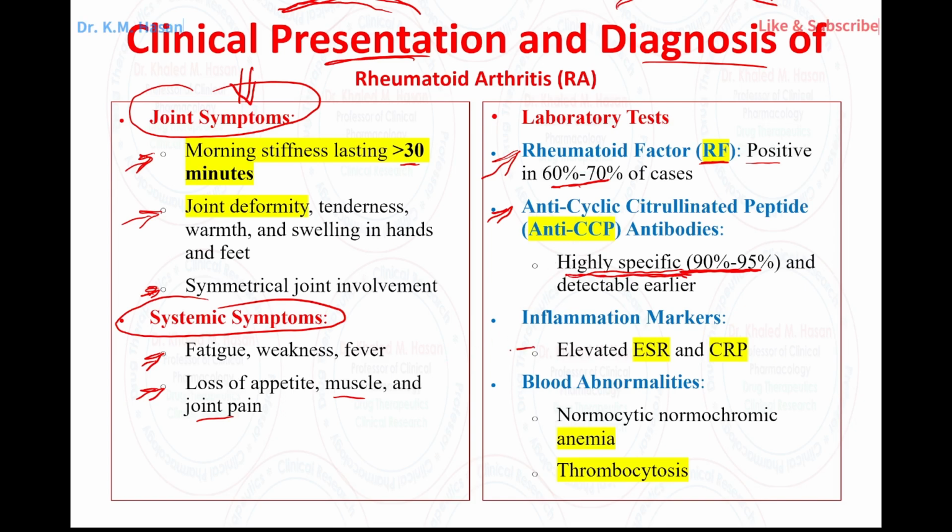Also we can see the ESR is high and CRP is also elevated. The patient may come to the clinic with normocytic, normochromic anemia and thrombocytopenia. What do we mean by thrombocytopenia? We mean a decreased platelet number, a decreased number of platelets in the blood cells, thrombocytopenia and anemia.